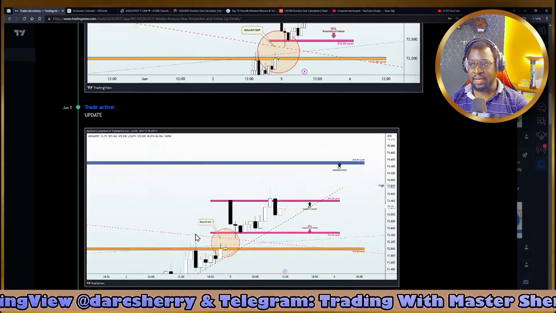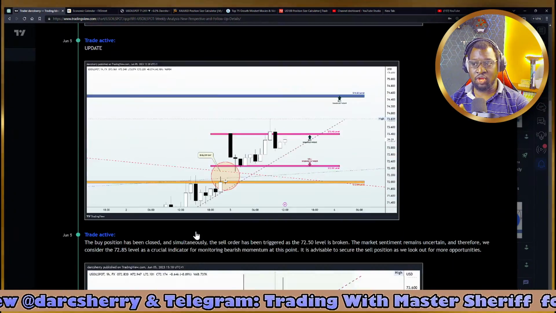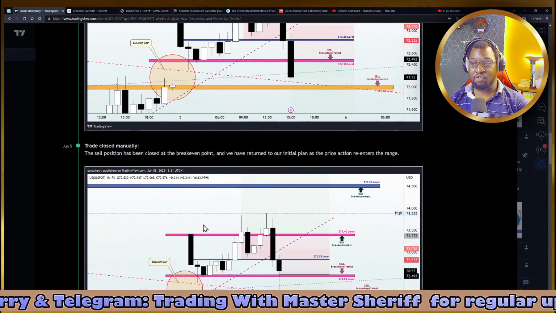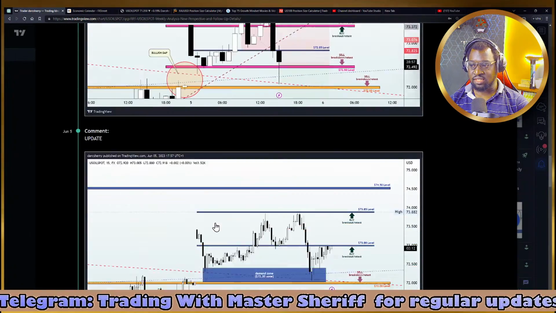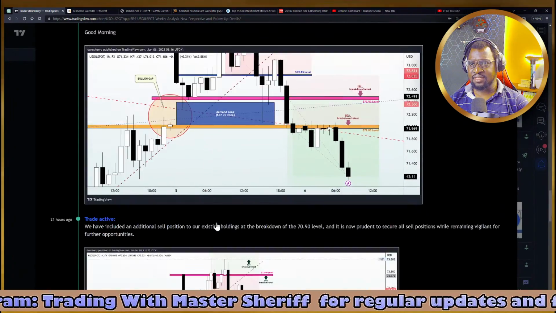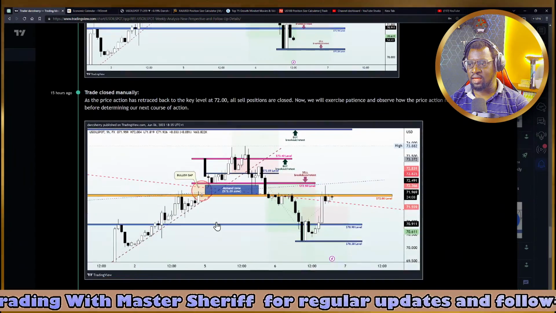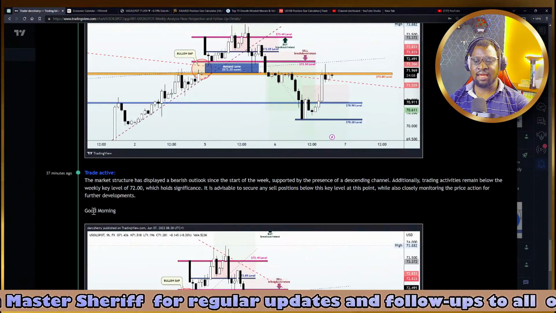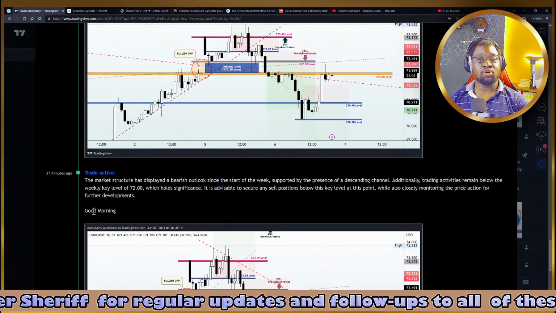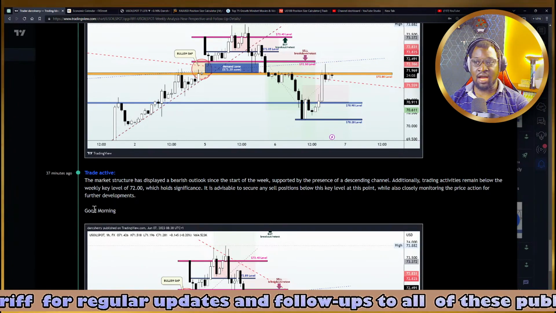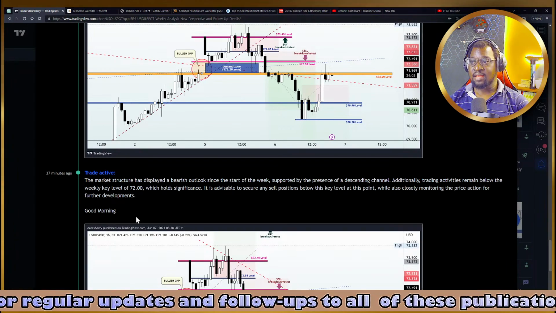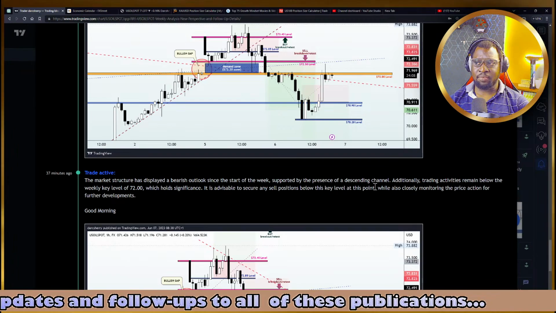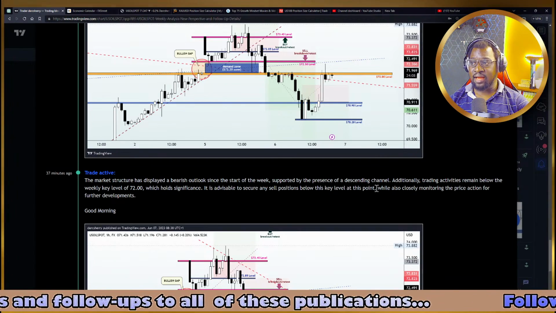So this is how we have been managing the US oil spot. So we only had one stop loss this week so far on this one before we enjoyed this bearish momentum to the downside. And this morning I shared something here. Okay, let's run through this quickly. So this morning I said that the market structure has displayed a bearish outlook since the start of the week, supported by the presence of a descending channel, that's a typographical error, descending trend line.